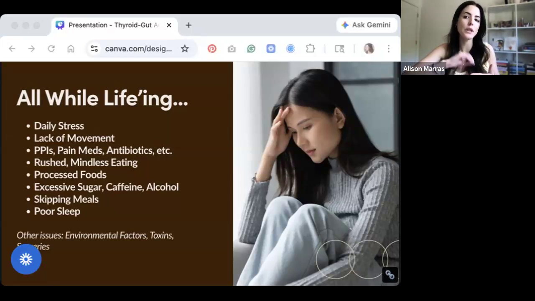Excessive sugar, caffeine, alcohol, skipping meals. Be honest. Are we skipping breakfast because someone told us that was good for us? It's not. Or we're skipping lunch because we're so busy at work. We didn't have time to meal prep. These things add up. You have one body. All of these things add up.